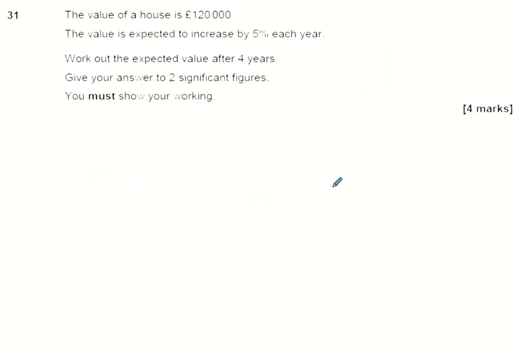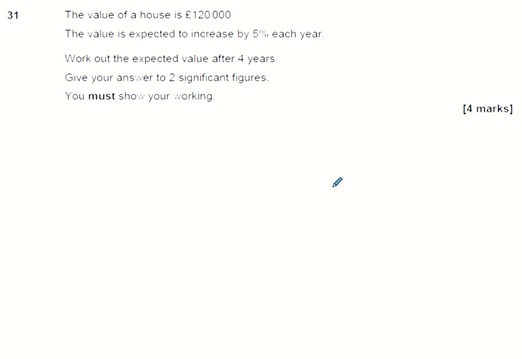And finally, question 31. The value of a house is £120,000. The value is expected to increase by 5% each year. Work out the expected value after 4 years. Give your answer to 2 significant figures. You must show your working.